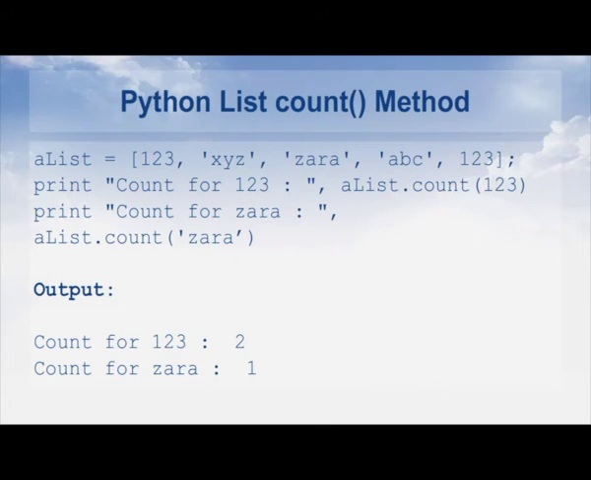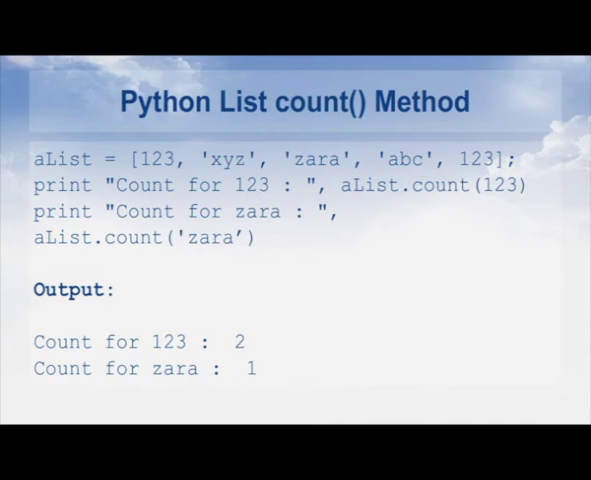The next method in the list object is count. This count method counts the number of elements of a particular type. For example, if I create a list called a list with elements 1, 2, 3, XYZ, Zara, ABC and 1, 2, 3. Remember, list can have duplicates. So there are 2 elements which are duplicates, 1, 2, 3 and 1, 2, 3 are repeated.